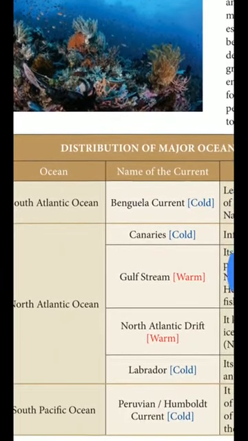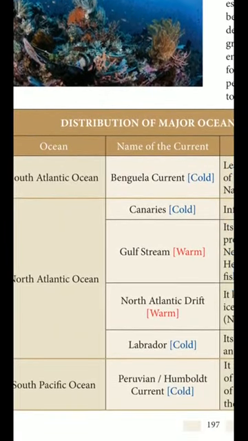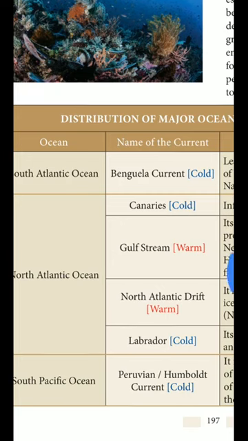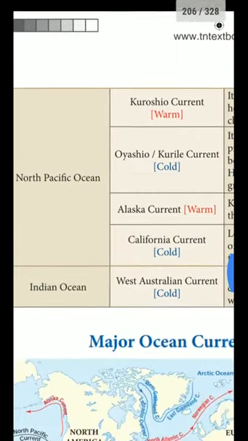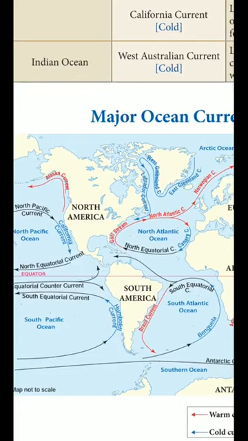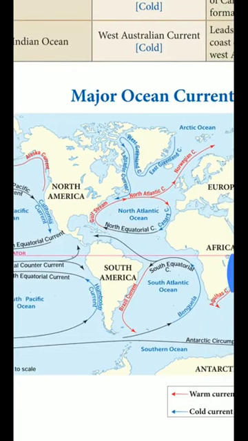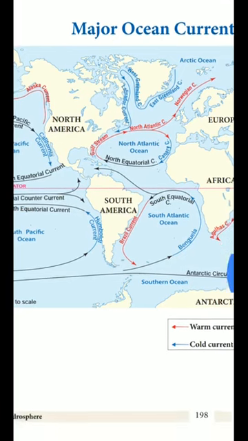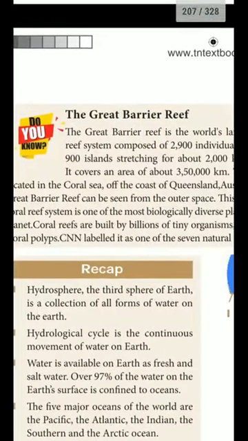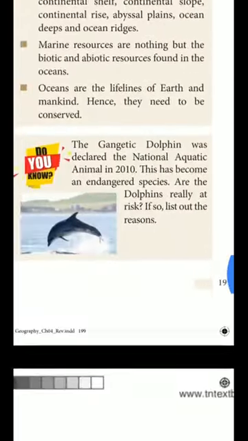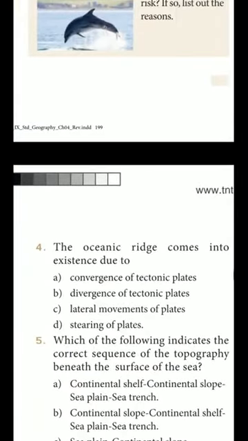Next, here in the tabular column, we can see the cold current and warm current also. Next, major oceanic currents. This red color line indicates the warm current and this black color the cold current. Okay. Next, choose the correct answer.